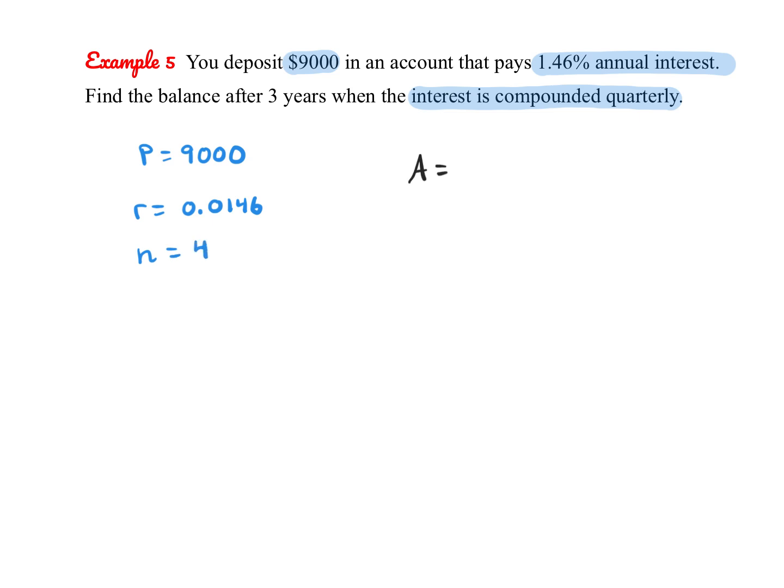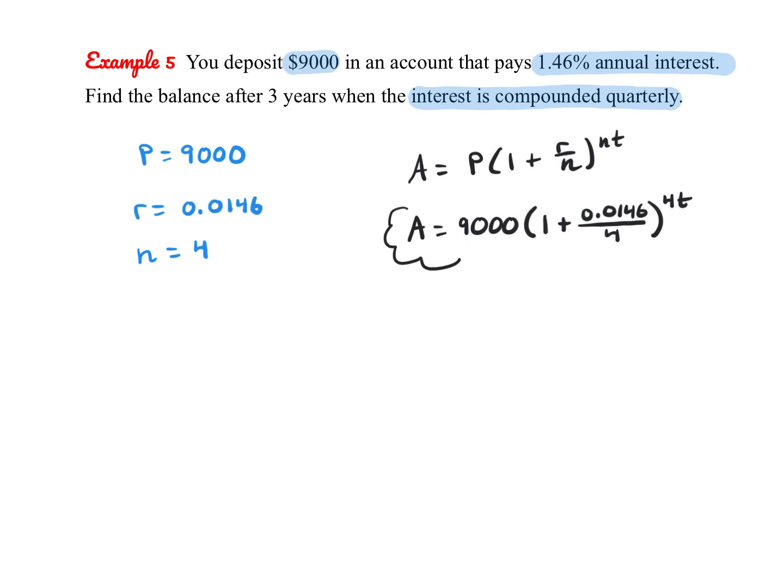So now we're going to use our compound interest model. So P times 1 plus r over n to the power of nt. I know this model looks a little intimidating, but it's super easy to use as long as you know the initial formula. So A is 9,000 times 1 plus 0.0146 divided by 4 to the power of 4t. And this is our model. And again, we are going to be using our calculator to get these values, so this is no big deal. You can actually type this into your calculator exactly as you see it, okay?